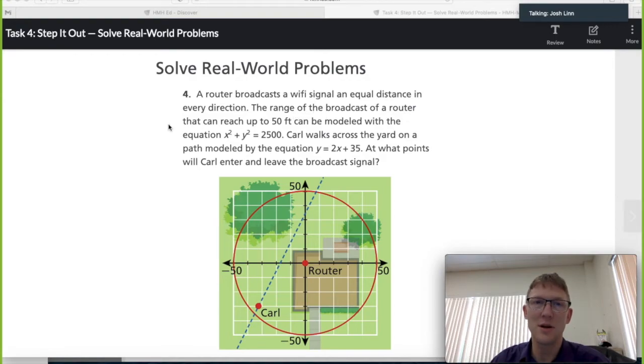The range of the broadcast of the router that can reach up to 50 feet can be modeled by the equation x squared plus y squared equals 2500. Carl walks across the yard on a path modeled by the equation y equals 2x plus 35. At what points will Carl enter and leave the broadcast signal? Because everybody needs to know when they're going to have Wi-Fi and when they're not.